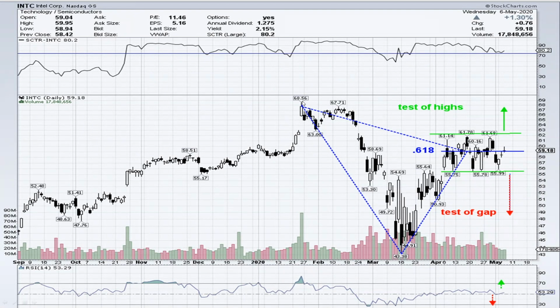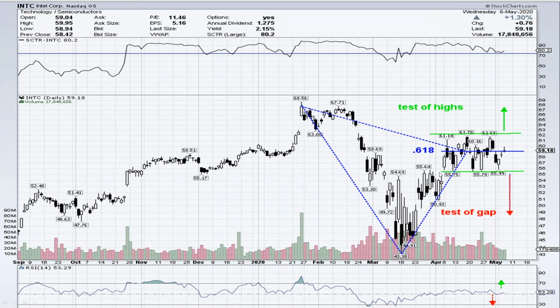Well, Intel came up in this blue dash triangle here that you see, came up to a 618 retracement. That's what I'm showing you here. And then this line across here, right at the 618, is the center of this current coil. So yet another coiling type pattern. I feel that, from other things I'm looking at, we're going to be moving out of these ranges pretty soon.